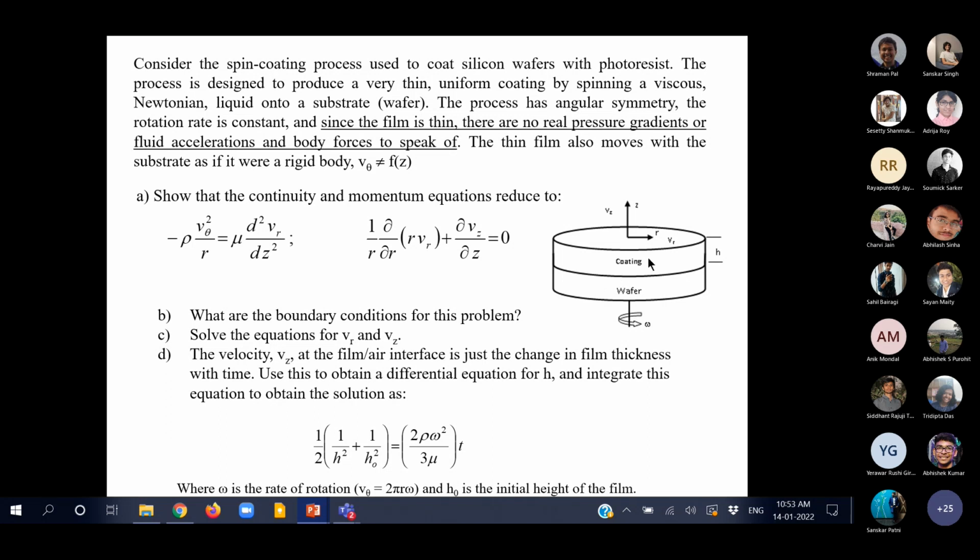So you could see that some of the problems which we discussed in today's class are different from what you have done in fluid mechanics, not different in the sense that they're more involved than what you have in fluid mechanics.